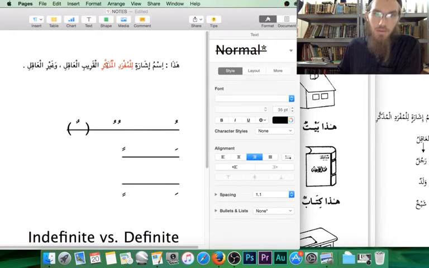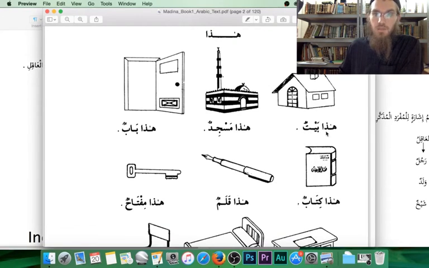Then we have mudhakkar, masculine. So we also know that each one of these words are masculine, which indicates that there's also a feminine form. So there are genders in the Arabic language. You have masculine and feminine. And inshallah we will learn more about that in the future, but it's just good to know that each one of these words, even though they are inanimate objects, they're not really male or female, but in regards to the Arabic language, these are all masculine. Bayt, masjid, bab, kitab, qalam, these are all considered masculine words.